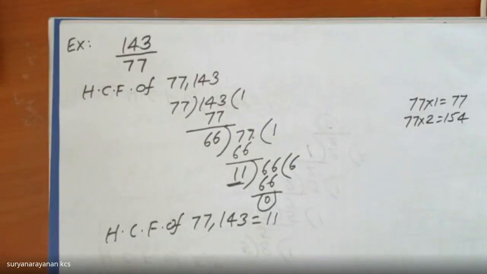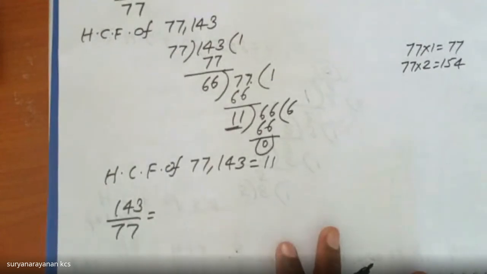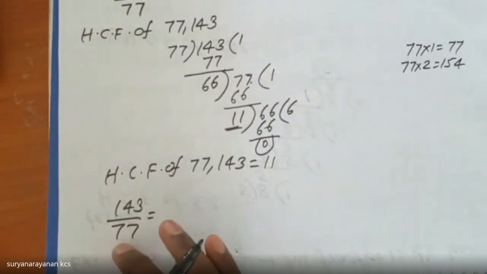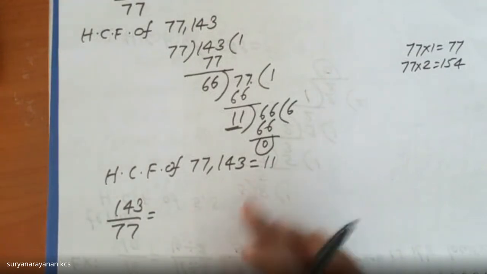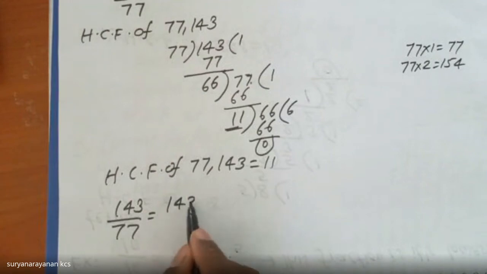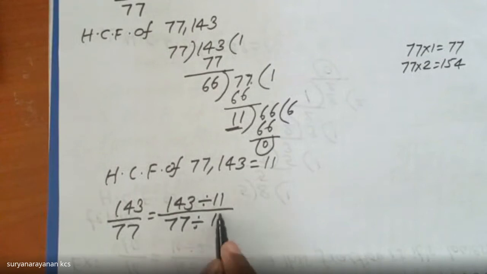Then, sir, how do you write it in its lowest terms? By dividing with 11. Yes, very good, my dear John. 143 by 77 is not in its lowest terms. To write this fraction in its lowest terms, we have to divide the numerator and denominator by their HCF. We found here 11. So 143 divided by 11 by 77 divided by 11.